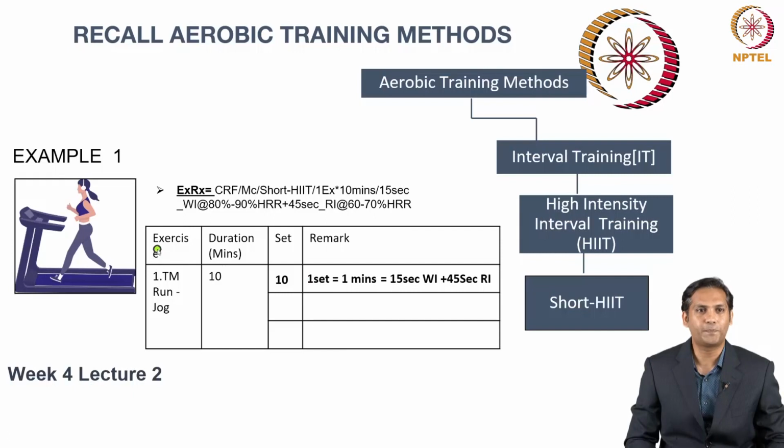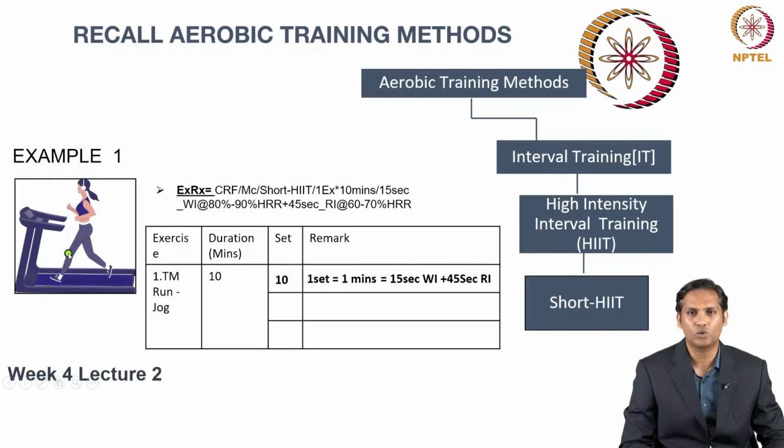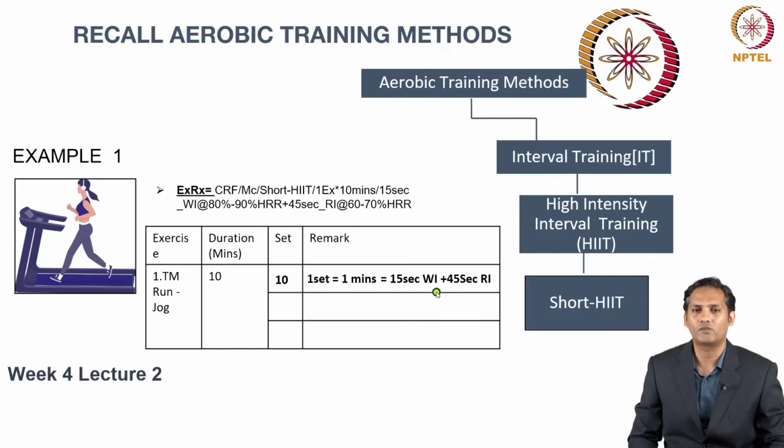So you increase the speed of the treadmill and sustain the intensity for 15 seconds. Followed by that, you reduce the speed of the treadmill so that the heart rate is between 60 to 70% of HRR, and you maintain that for 45 seconds. As you finish the 45 seconds, again you increase the treadmill speed to match the heart rate of 80 to 90%. And you continue doing this for 10 sets, trying to maintain the intensity that is prescribed.